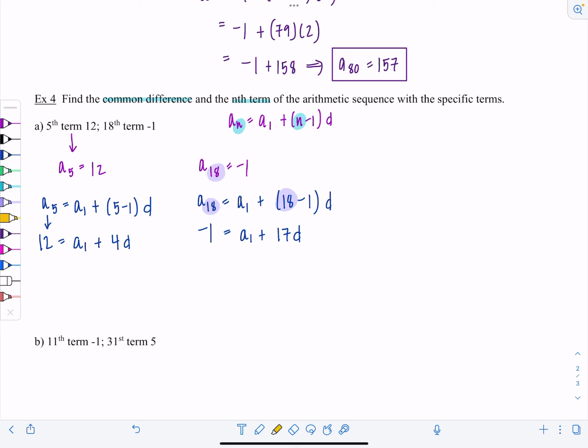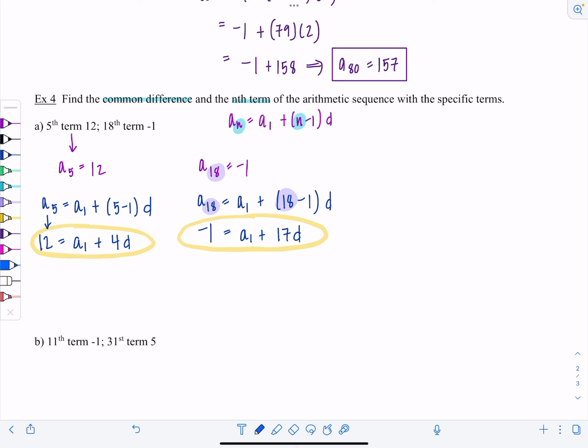Now look at what we have right here. I have a linear equation with 2 unknowns, a1 and d, and then I have the exact same thing, linear equation, 2 unknowns, a1 and d. This is just a system of equations with 2 variables. We've solved this already. You can use elimination or substitution. I'm going to use elimination.